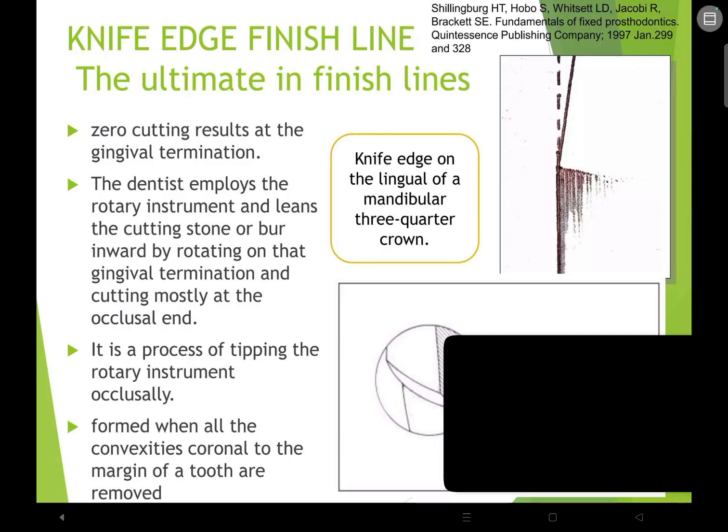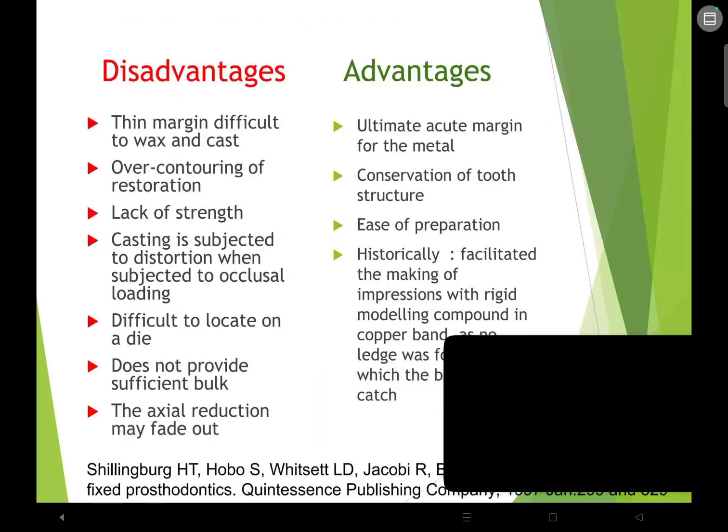So you have a proper finish line or the matching finish line. The dentist employs the rotary instrument and leans the cutting stone or burr inward, rotating on the gingival termination and cutting mostly at the occlusal end. It is a process of dipping the rotary instrument occlusally, formed when all the convexities correlated to the margin of the tooth are removed. Again, very few cases it has been used.